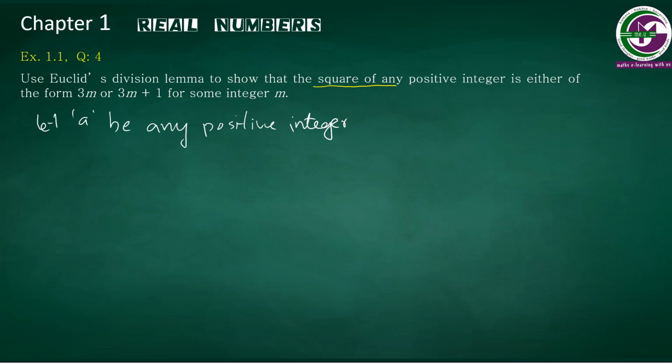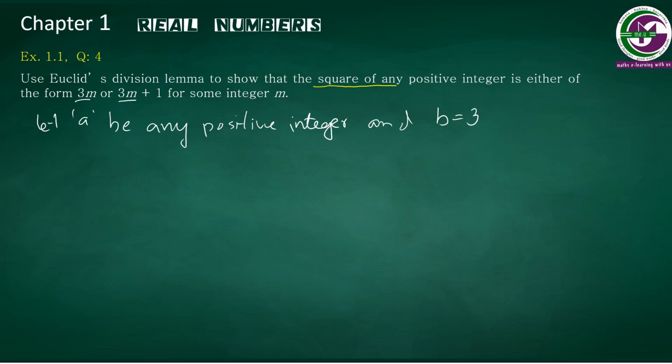Positive integer. And b is equal to, we'll select a value for b. So we look at the question. So it is 3m plus 1. So we will get it is 3. So we'll give b equals 3.